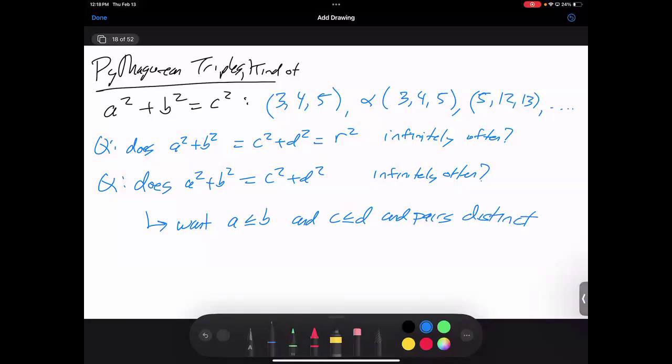If I don't do something like that, then it's really not that hard to find infinitely many pairs such that a squared plus b squared equals c squared plus d squared. And I'm not going to be that excited about finding such pairs. So in problems like this, you often want to remove the trivial solutions. And so this is related to one of my favorite, basic number theory problems.